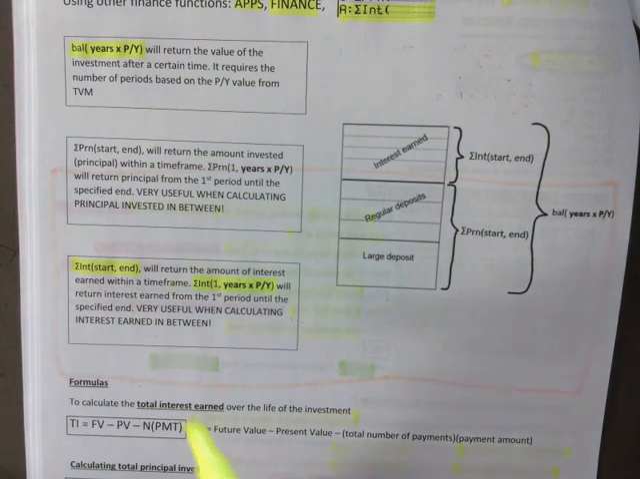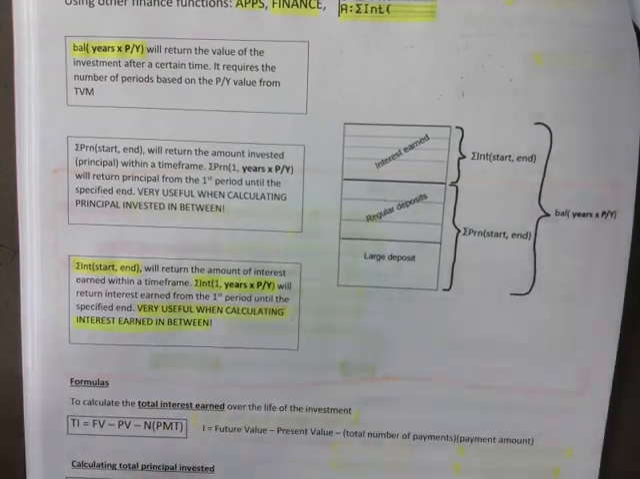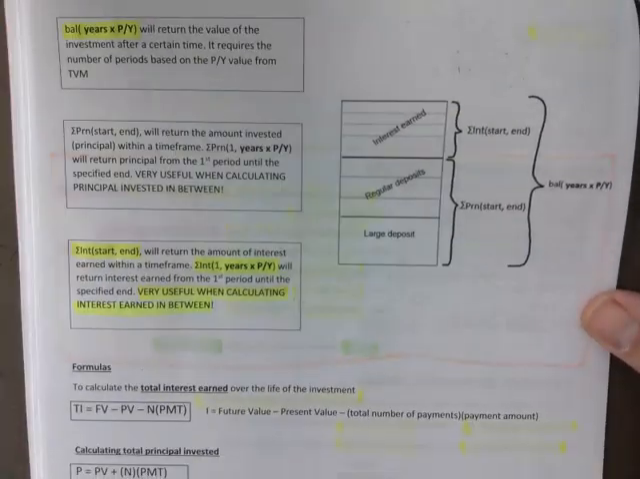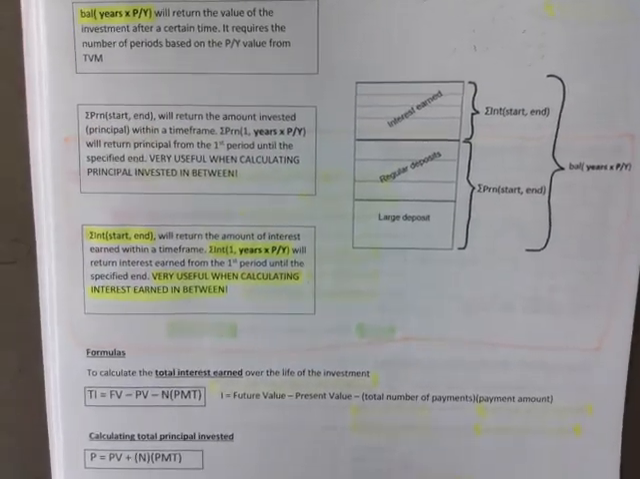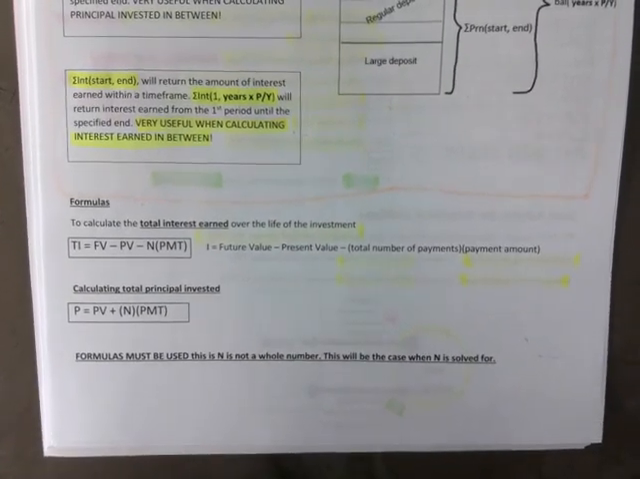Very useful in calculating the interest earned in between. So in between meaning like not right until the end. That one works great if it's till the end, but not particularly when it's somewhere in between.